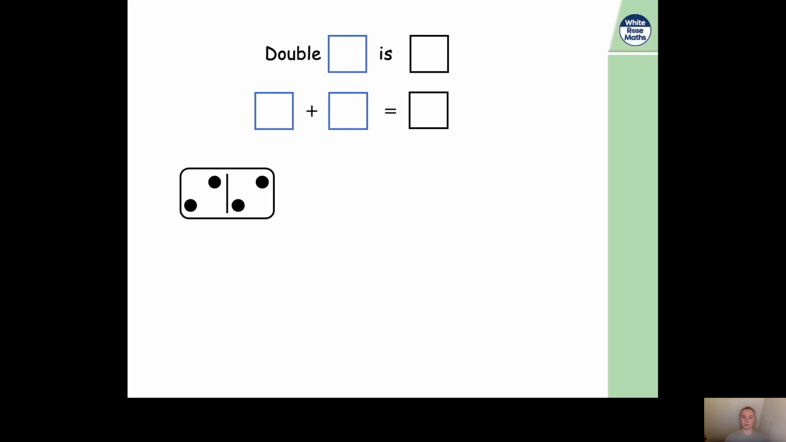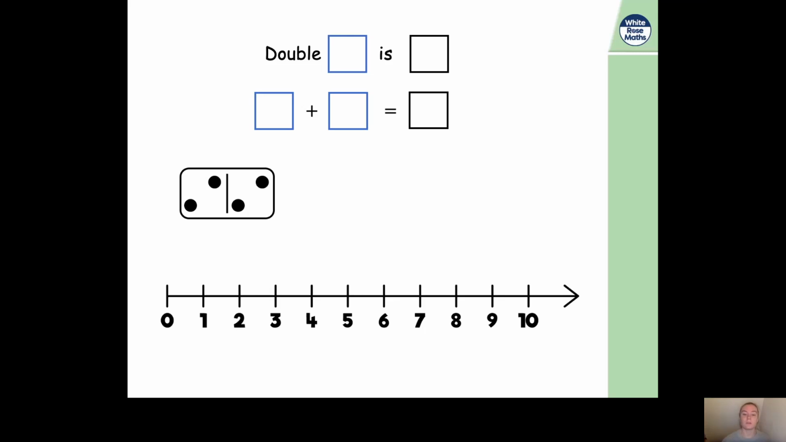How many dots do we have on the one side of the die? Yes, that's right. We have 2. So we're trying to find out double 2. Now, what will our number sentence be if we're working out double 2? Because remember, if we double, we add the same amount again. So yes, it will be 2 plus 2.